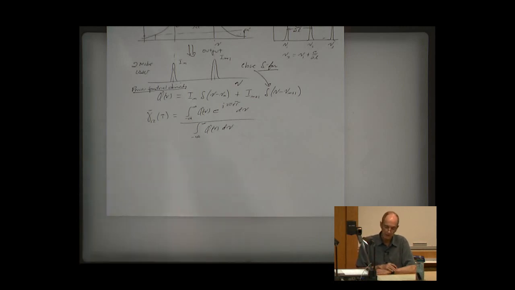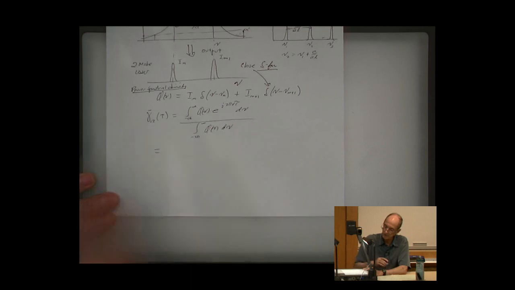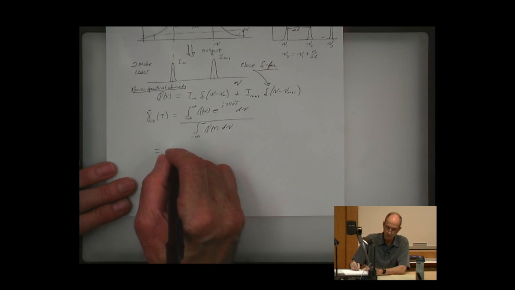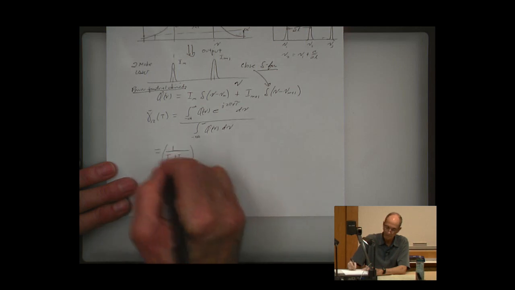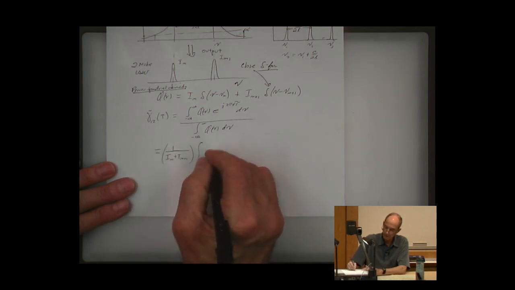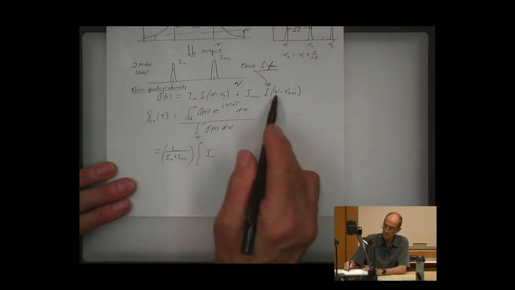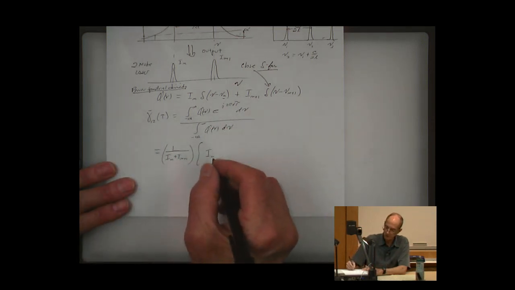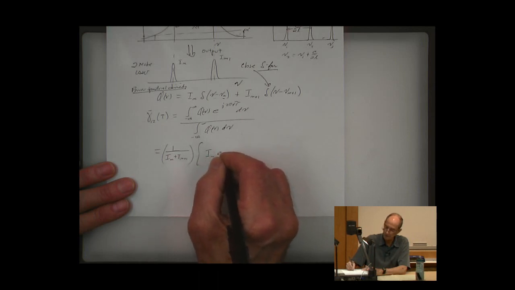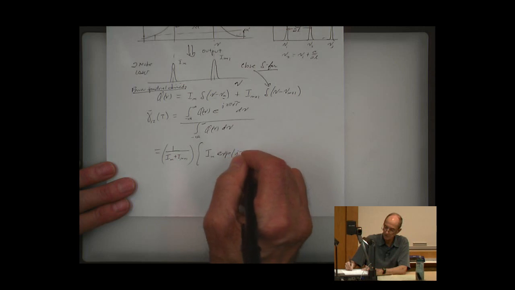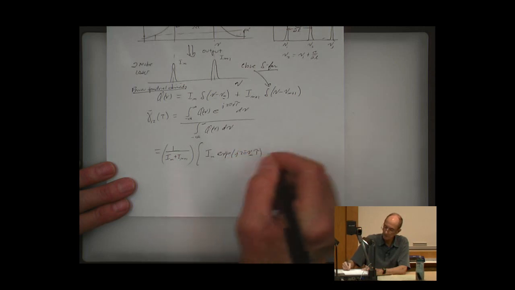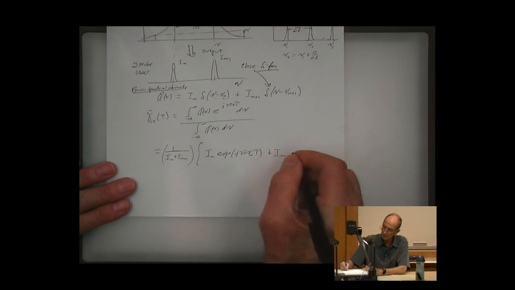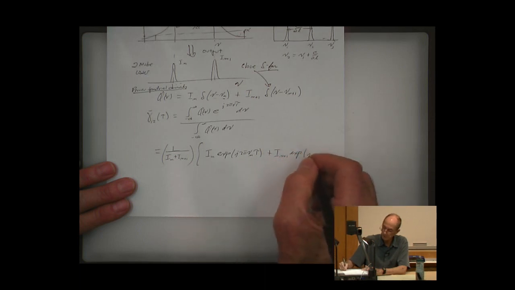If we do that integral, it's kind of simple here since we have these delta functions, which are very nice. So this works out to be 1 over I sub n plus I sub n plus 1, times I sub n times exponential of j 2 pi nu sub n tau, plus I sub n plus 1 times exponential of j 2 pi nu sub n plus 1 tau. Again, we have basically these shifted frequencies, and so they end up as a phase term.